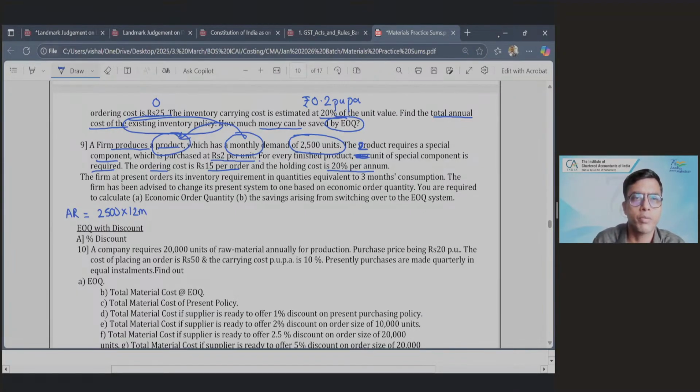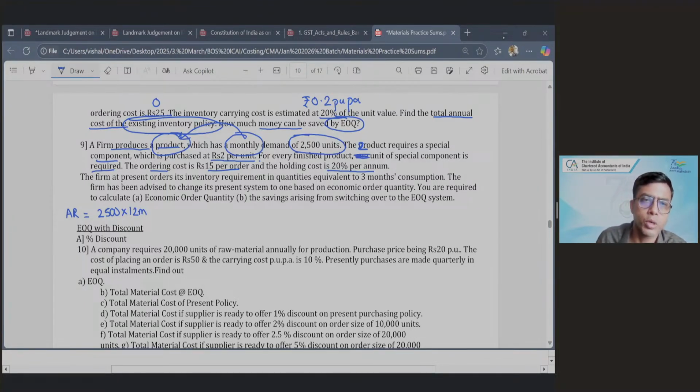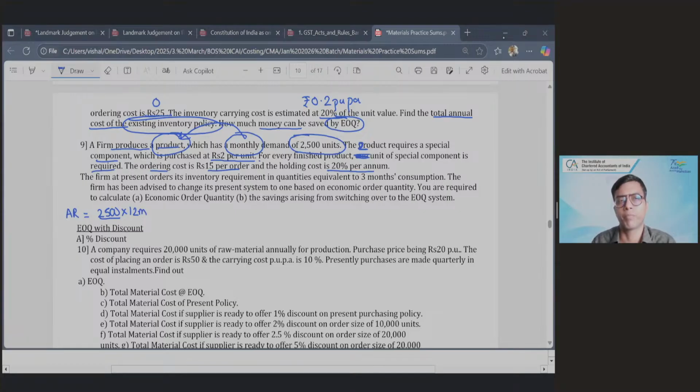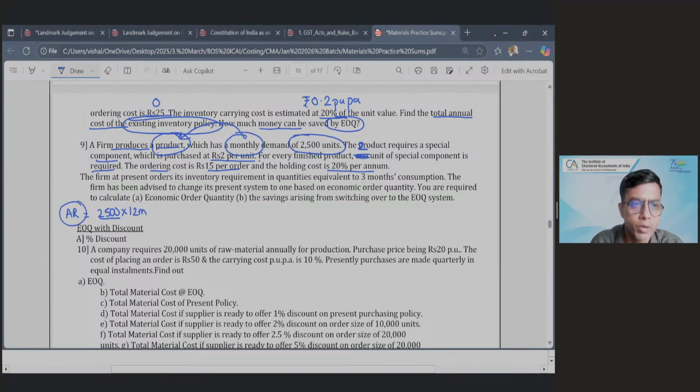But here, this is not sufficient. Now, students, what is important? That this 2500 multiply by 12 here is not my answer, because this 2500 was demand of product. By multiplying it by 12, we have simply made the demand of the product annual. Now it is important to understand that this annual requirement is of material.